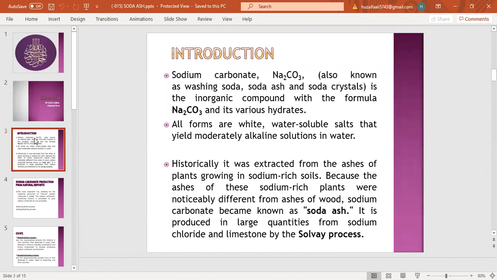Introduction. Sodium carbonate, also known as washing soda, soda ash and soda crystals, is the inorganic compound with the formula Na2CO3 and its various hydrates. All forms are white, water-soluble salts that yield moderately alkaline solutions in water. Historically, it was extracted from the ashes of plants growing in sodium-rich soils. Because the ashes of these sodium-rich plants were noticeably different from ashes of wood, sodium carbonate became known as soda ash. It is produced in large quantities from sodium chloride and limestone by the Solvay process.